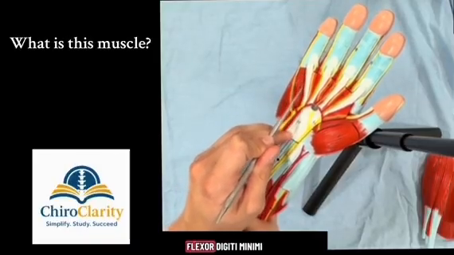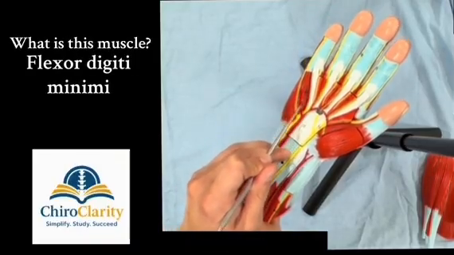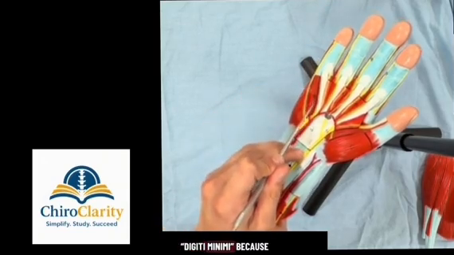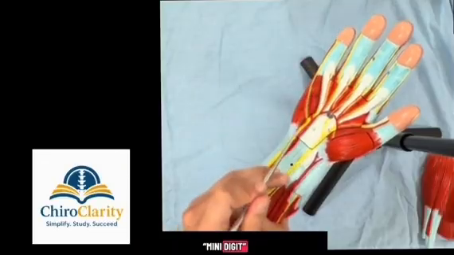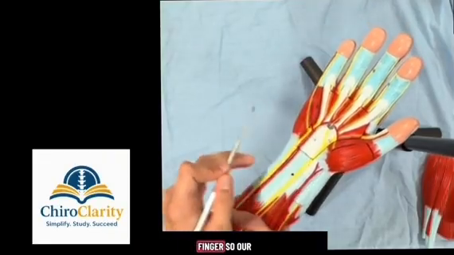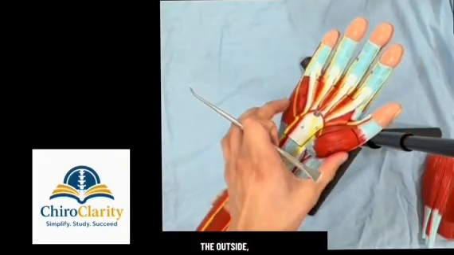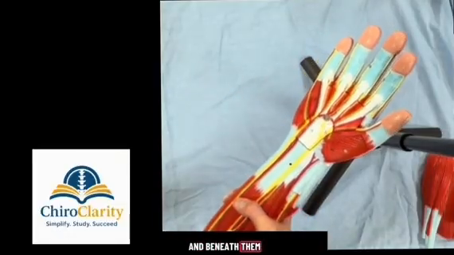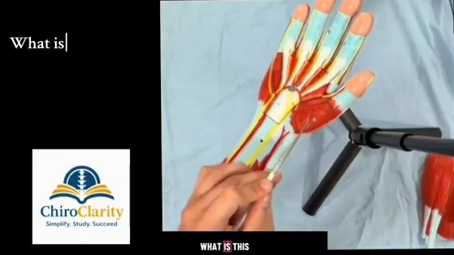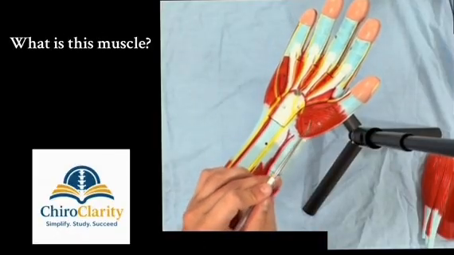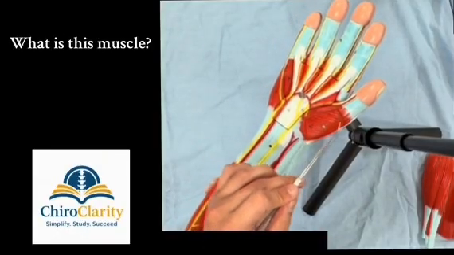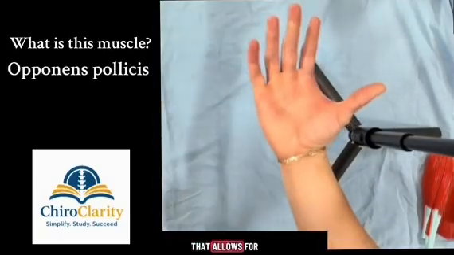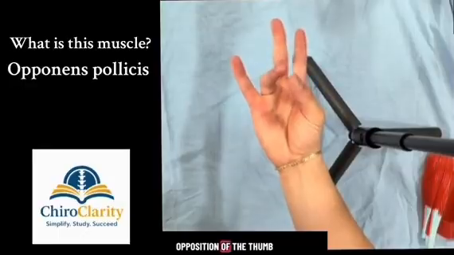What is this muscle? This is our flexor digiti minimi. Flexor because it flexes the digit, digiti minimi because it flexes the mini digit, flexes our pinky finger. So our abductors are on the outside, our flexors are in the middle, and beneath them, what is this muscle? That is our opponens pollicis muscle that allows for opposition of the thumb.